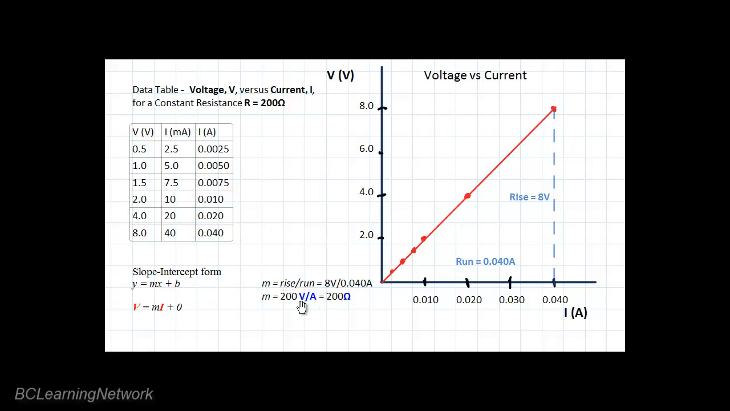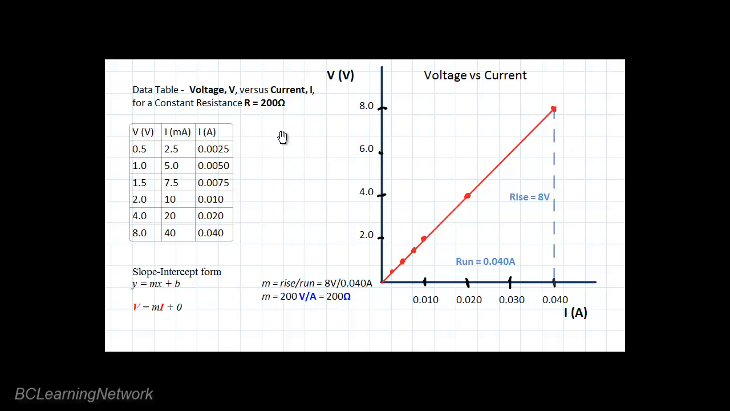And it turns out that volts per amp, that constant slope value, is equivalent to an ohm. So 1 ohm is 1 volt per amp of current. So our slope of 200 volts per amp is the same thing as 200 ohms. And if you'll recall from our simulation, that was actually the value I had given to the resistor. And you can see I recorded it up top. The resistance used in the sim was 200 ohms.